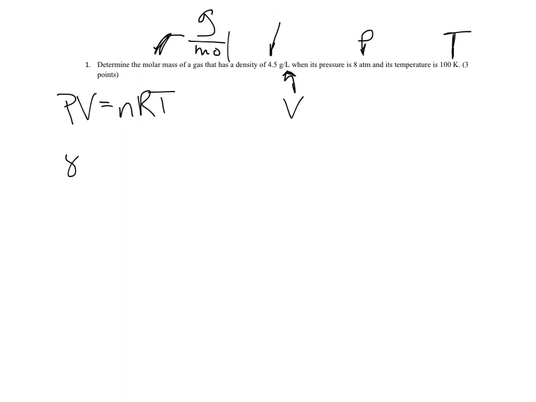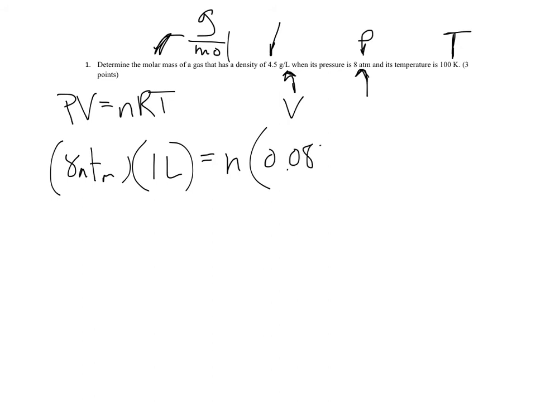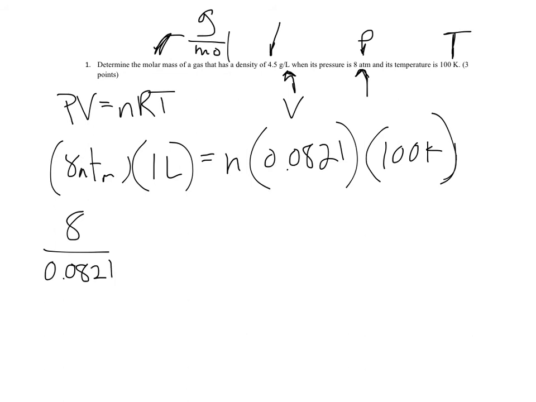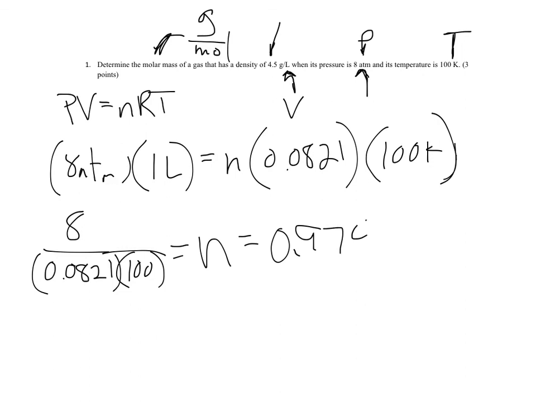So the pressure is 8 atmospheres. The volume is 1 liter. The number of moles is what we're trying to find, times R. Since pressure is in atmospheres, we use 0.0821 times the temperature of 100 K. So we have n equal to 8 divided by 0.0821 times 100. That equals n. When we do that out, we find that we have 0.974 moles.